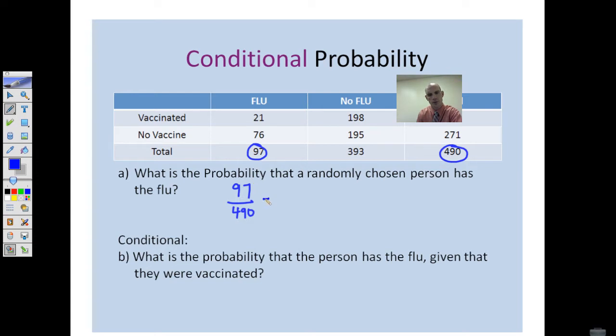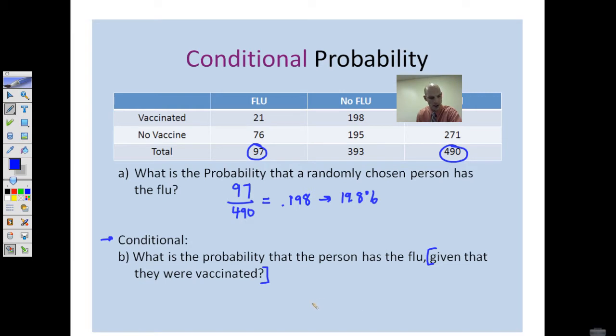When we convert this to a percentage, what we would say is that would be 0.198, or there's a 19.8% chance that that person gets the flu, regardless of what they did as far as vaccine or not vaccine. The conditional. This is where the conditional probability comes in. What's the probability that the person has the flu given that they were vaccinated? That qualifier allows us to separate our group.